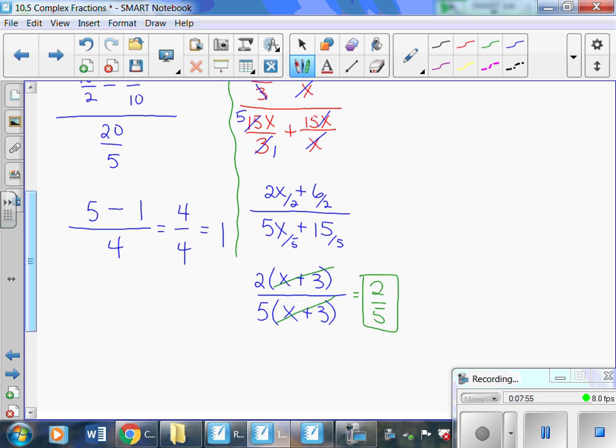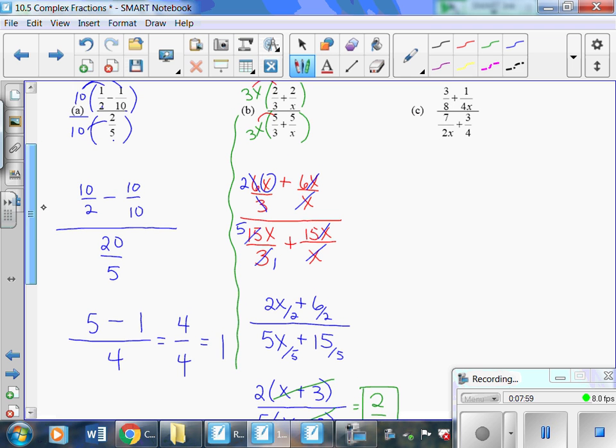Now your answers aren't always going to end up as real numbers, and the x's aren't always going to be eliminated. So let's take a look what C brings us. Again, at this point, if you need to pause, write things down, make sense of things, do that before we move on to C.